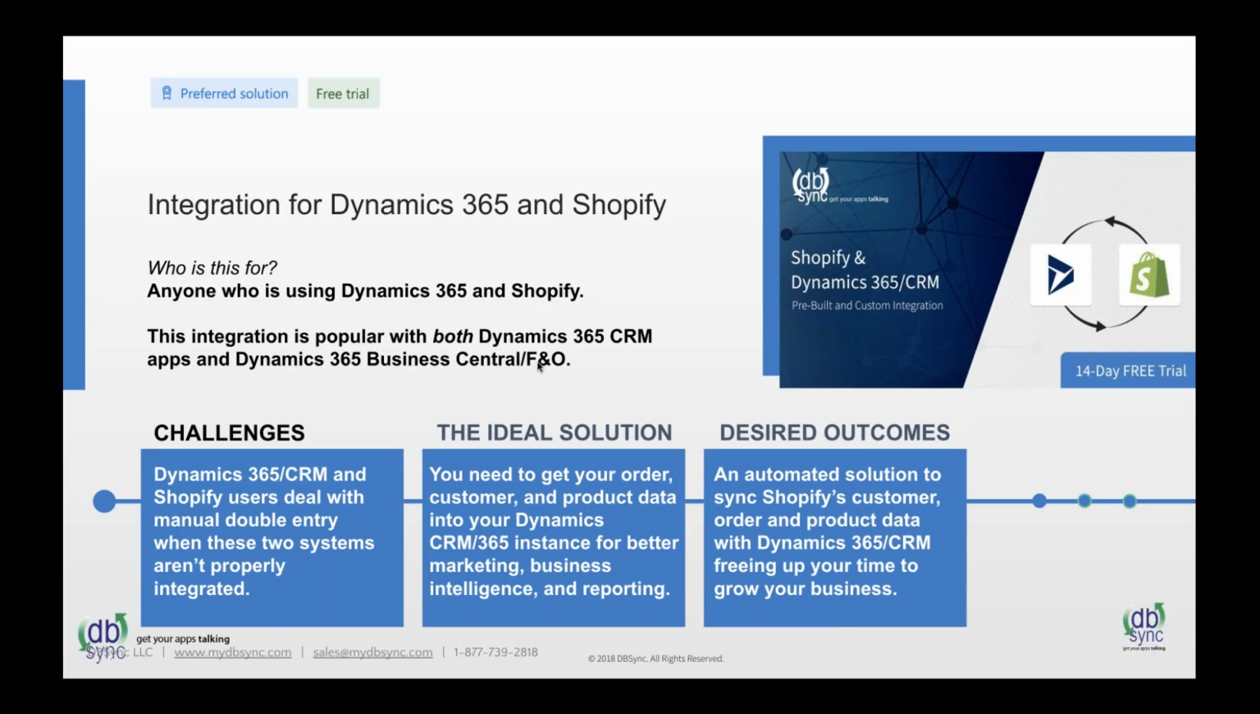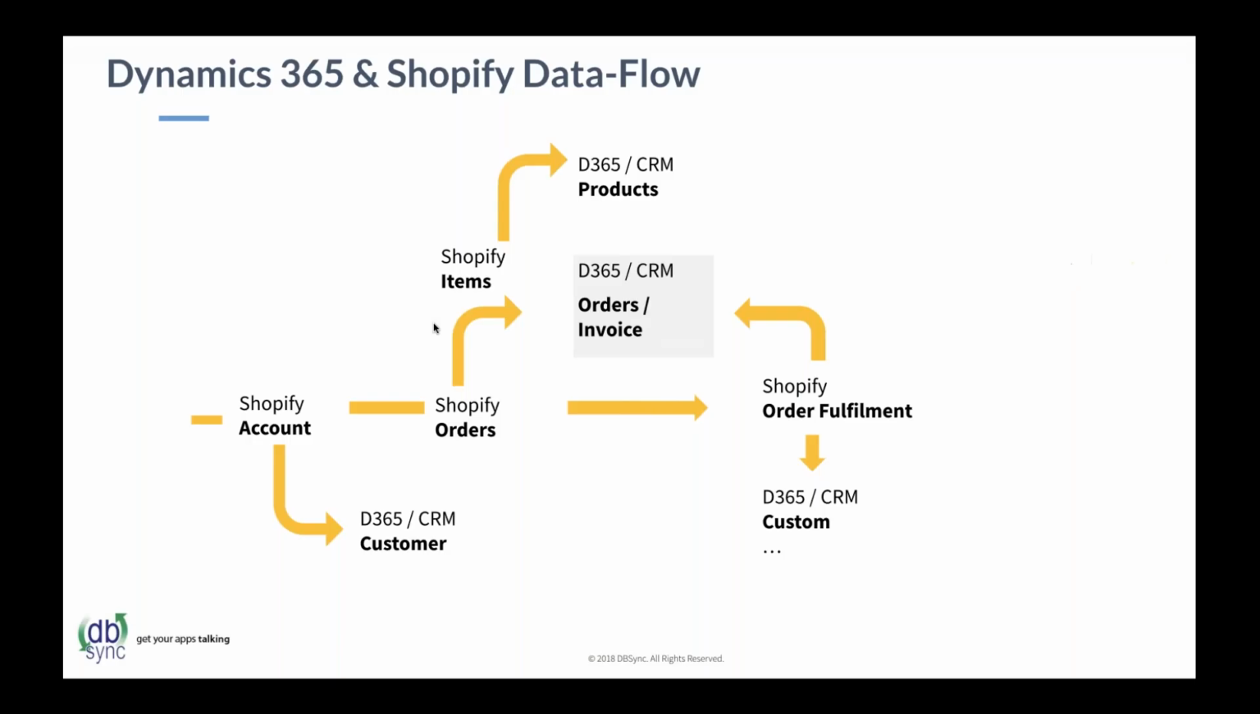The ideal solution and outcome in either scenario is an automated integration that's going to carry over their order, customer, and product data, as well as leave room for additional flexibility based on their use case. For example, some folks want to manage inventory in Dynamics when they're using Shopify for their B2C channel and Dynamics for their B2B channel, but we can expand more on this later. Avinash, would you mind walking us through a typical data flow for Dynamics and Shopify integration?